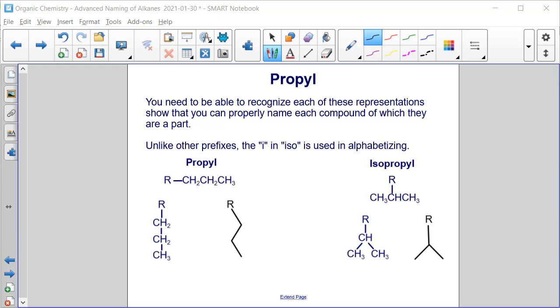You need to be able to recognize each of these representations, to show that you can properly name each compound of which they are a part. Unlike other prefixes, the i in iso is also used in alphabetizing. So we talked about methyl and ethyl being important and not worrying about di or tri. In this case, the i is used. So isopropyl would come before dimethyl, for example. So make sure you are familiar with these representations, whether structural or this line structure formula. You need to know that this is an iso group, that this is a propyl group.